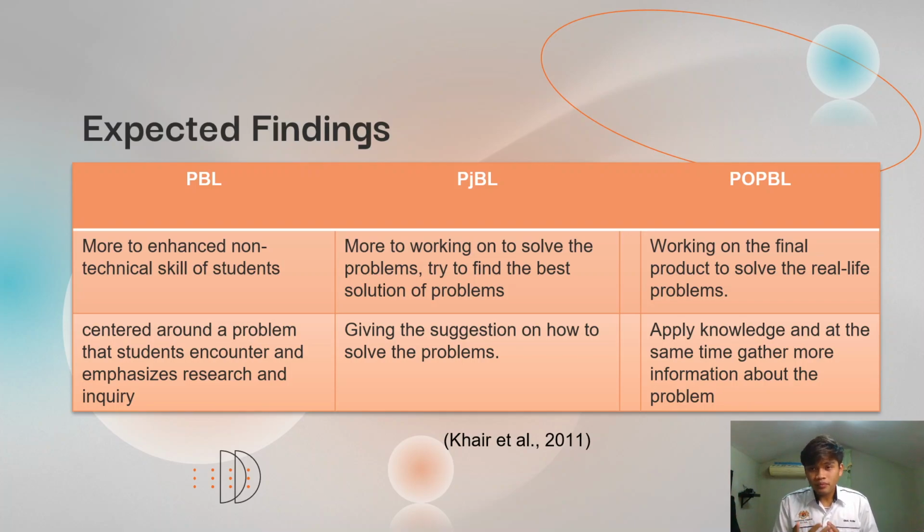Next is project-oriented problem-based learning. In project-oriented problem-based learning, we are working on the final product. That's the difference: working on the final product to solve a real-life problem and apply knowledge, and at the same time gather more information about the problem. So in summary, project-oriented problem-based learning is a combination of problem-based learning and project-based learning. We will go through another session of findings.